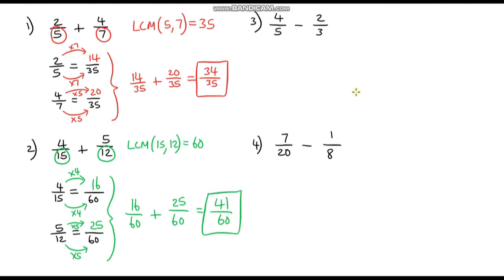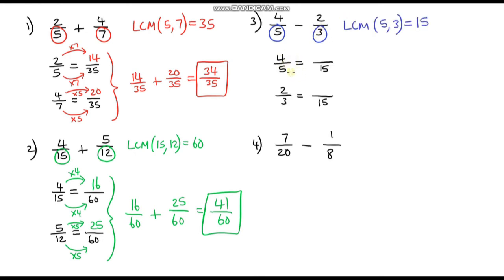Okay, so I'm going to do this next one in blue. And although we've got a subtraction here, it's still exactly the same process. We still need to find equivalent fractions where the denominator is the same. So what is the lowest common multiple of 5 and 3? Well, that is just 15.